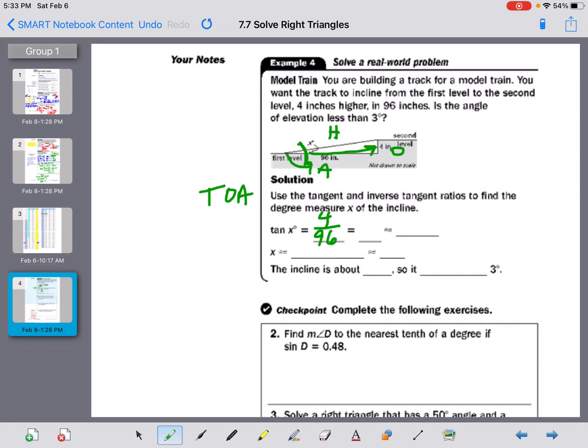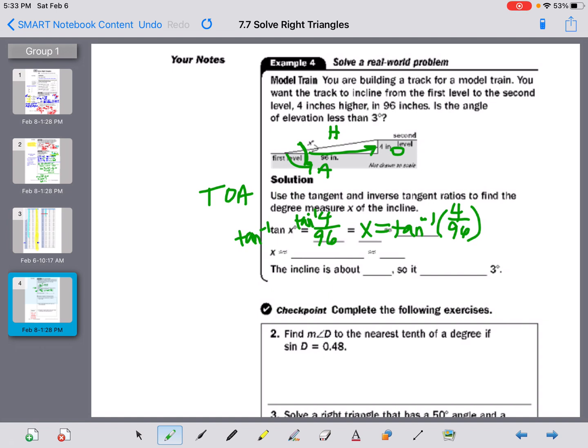Okay, remember, this time I'm solving for an angle, and when I need an angle, I use the inverse. Okay, x is what I'm solving for. Right now it has tangent connected to it. How do I get the tangent off of it? Well, I do the opposite, which is the tangent inverse. What I do to one side, I do to the other. So x is going to equal the tangent inverse of 4 over 96, okay?